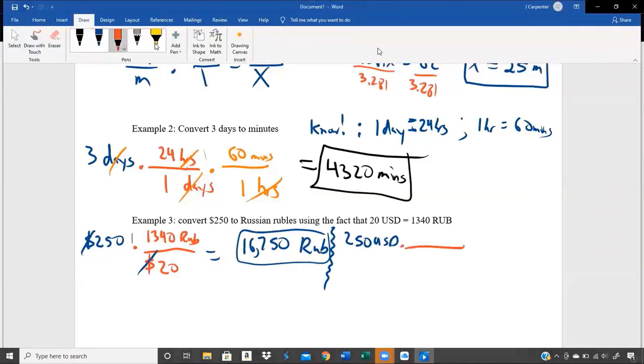Well, we know out with the old, the US dollar's got to go away, so the US dollar goes here, and it's 20 of those American dollars to get 1340 of the rubles. And you'll see the US dollars cancel, you'll be stuck with rubles, and you still get the 16,750. The arithmetic does not change. Same answer. But if you said this was $16,750, that would be incorrect.